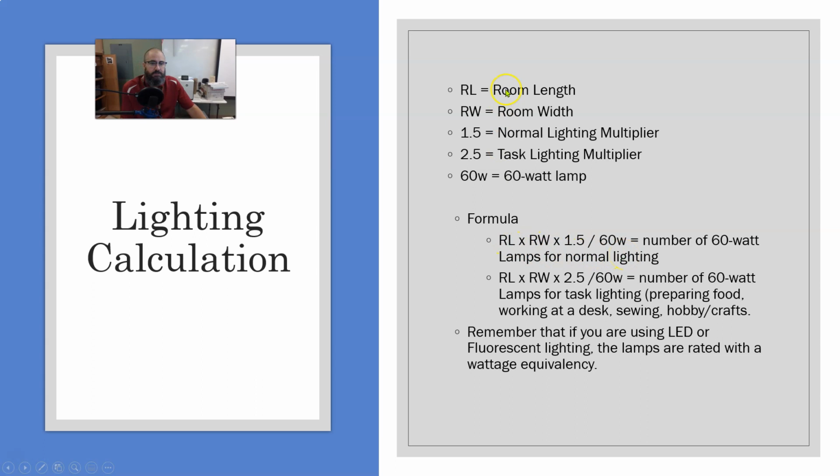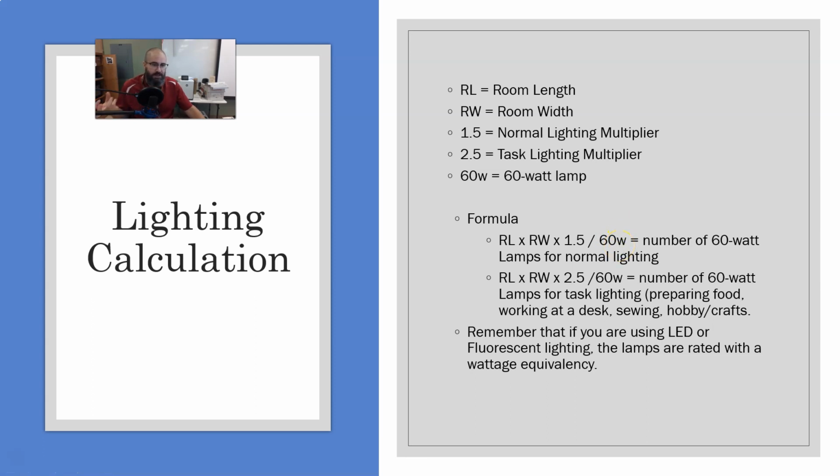So it is RL, which is room length, times RW, which is room width, times 1.5, which is the normal lighting multiplier, and divided by 60 watts, or divided by 60, the number of 60 watt lamps. So typically a bedroom is going to come in at 1 or 2 60 watt lamps, which means you typically need just one light fixture, one surface mount light fixture.